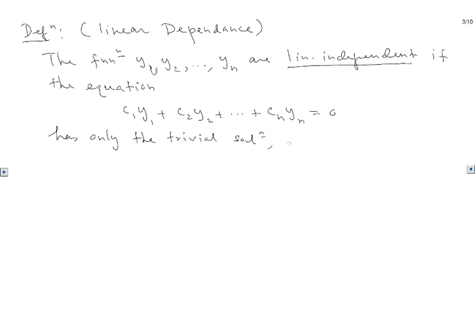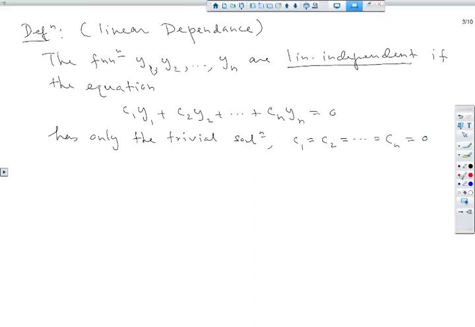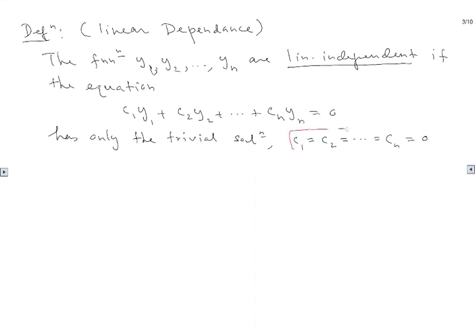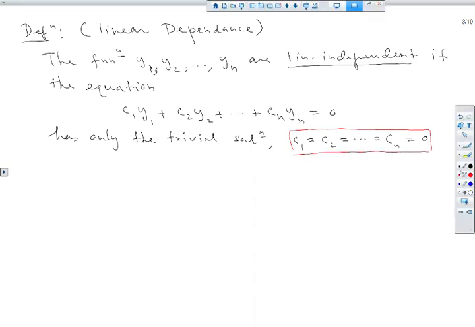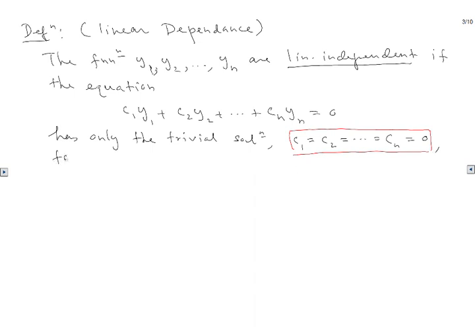Trivial solution means c1 equal c2 equal ... equal 0. That's what you call the trivial solution. Everything is 0. It has only the trivial solution for all x, and that's very important, because we know that these y1 through yn are functions.